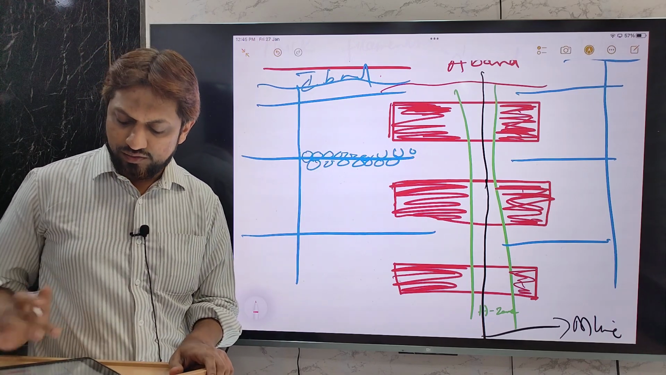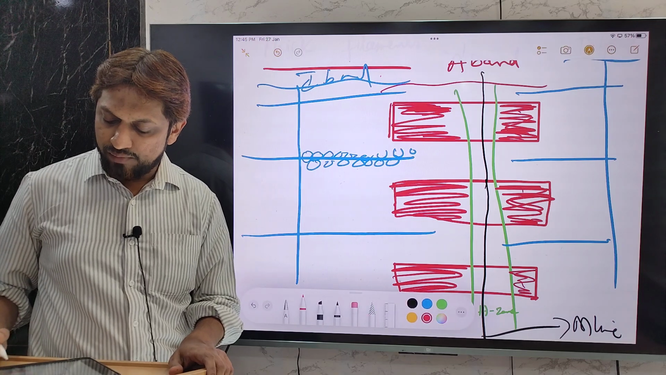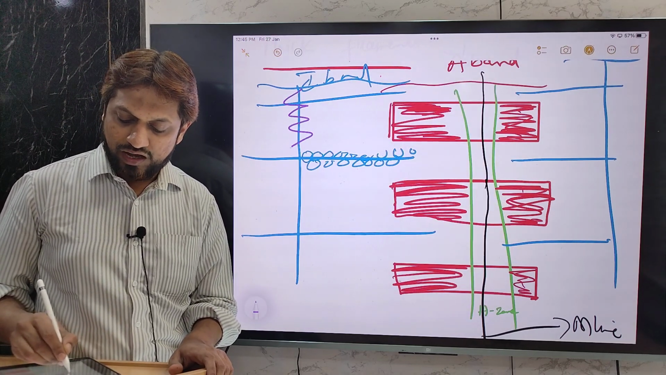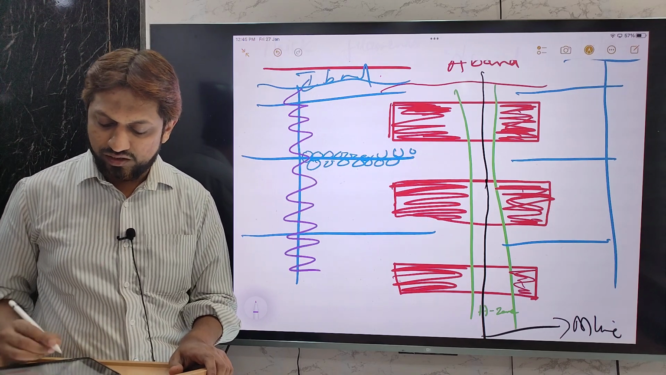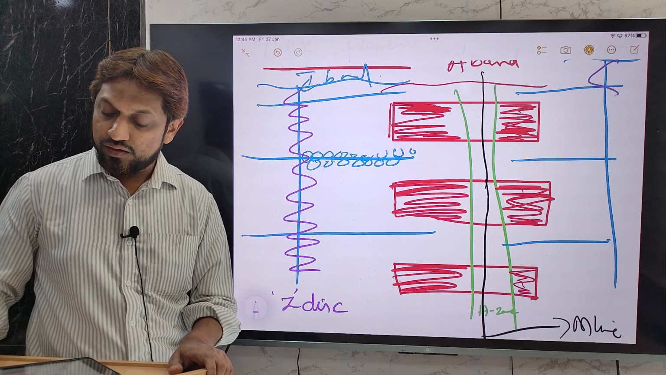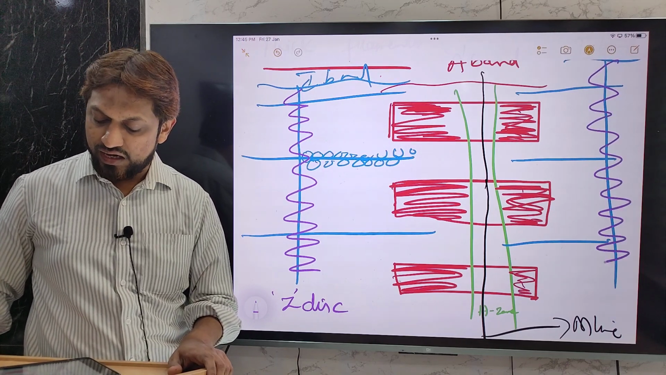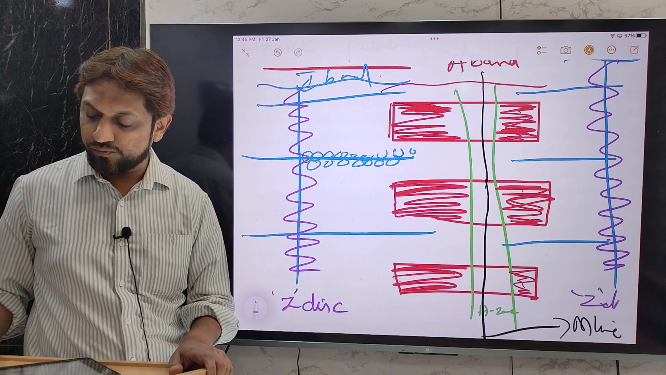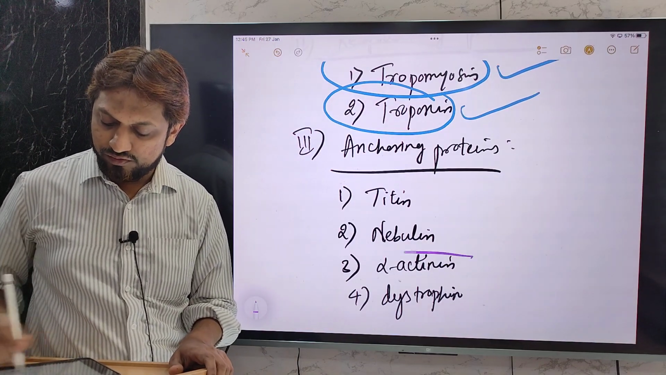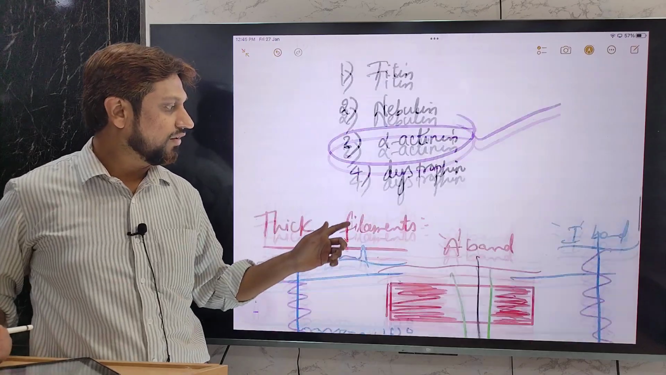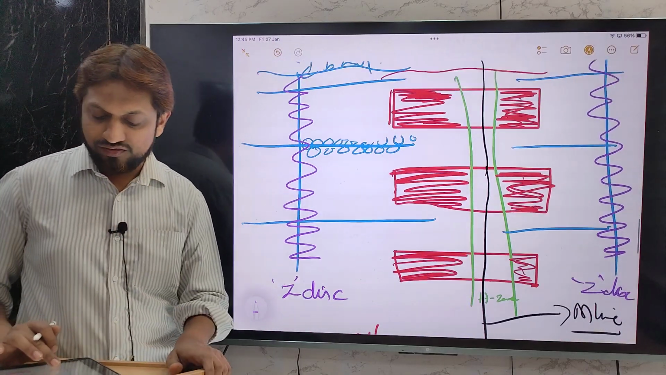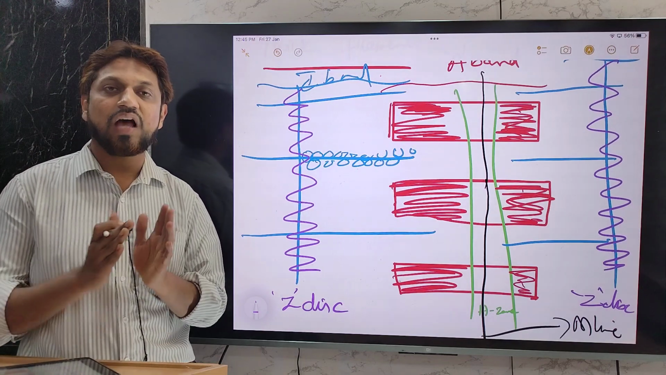Now in this I band, you can see there is one disc or line. That disc or line is known as the Z disc or Z line. Chemically it is made up of one protein, which is alpha actinin. So in the Z disc there is one protein, alpha actinin. This Z disc is present in the I band.